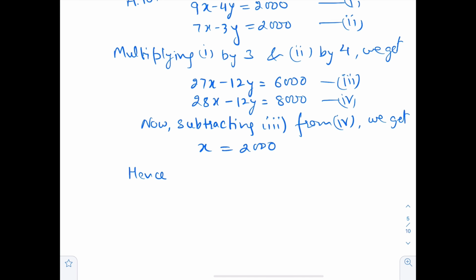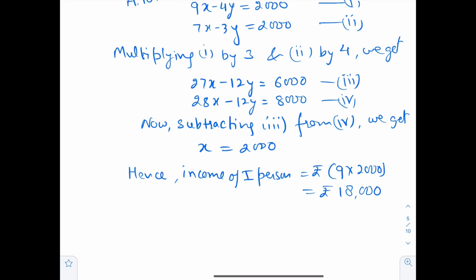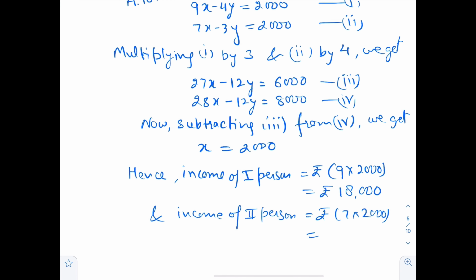Hence, income of first person equal to rupees 9 into 2000. This gives rupees 18,000. And income of second person equal to rupees 7 into 2000, and this gives rupees 14,000. So this is our answer.